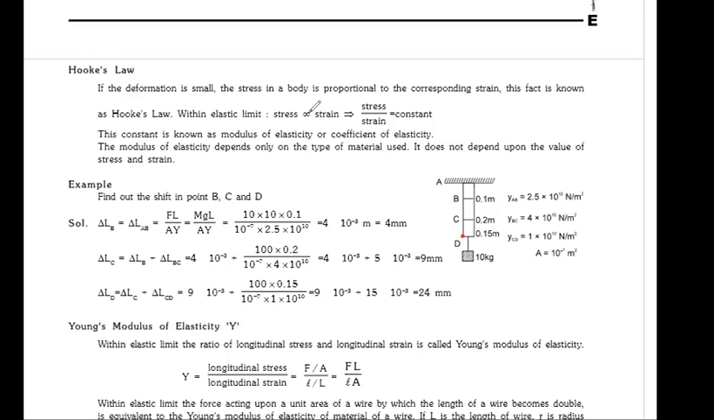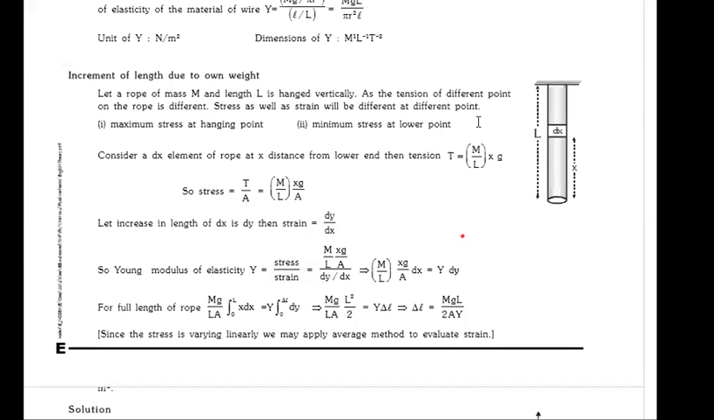Now this is something I was talking about. Whatever we studied till now, in tensile stress, is that mass is attached, mass is hinged at the bottom. You just need to find the change in length of this. Mass is considered. Now mass will be considered, obviously. That's what I was talking about.